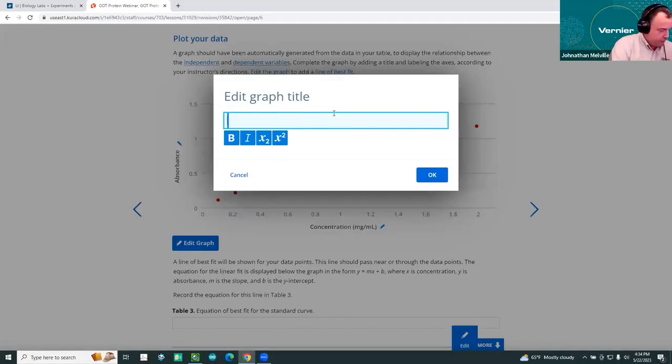And you could even label this, you know, protein standard. Protein standards. Standard protein standard curve. How's that?